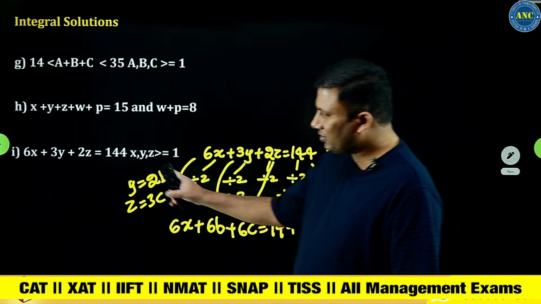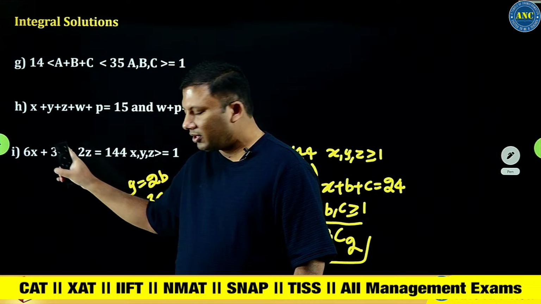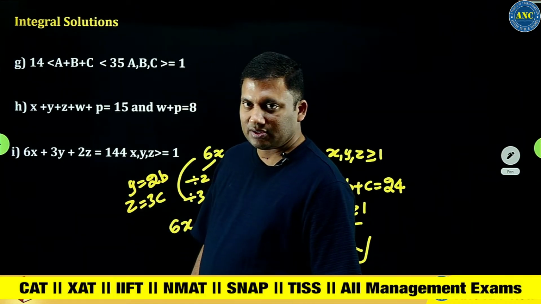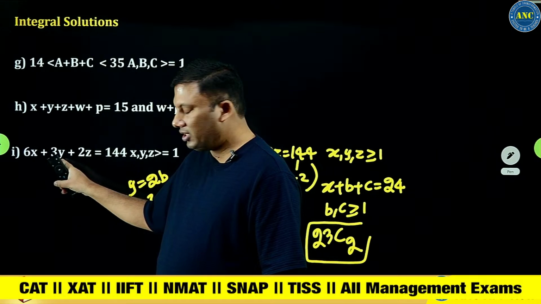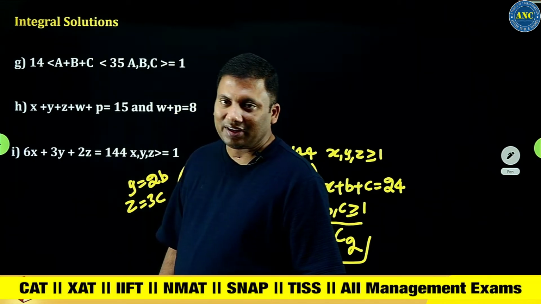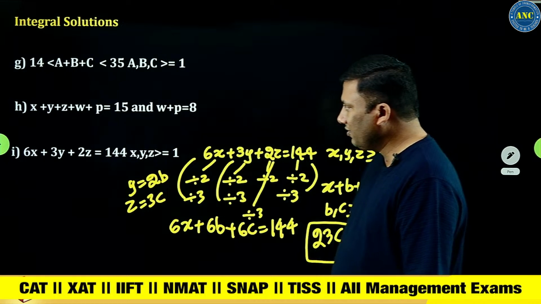This is divisible by 2. It is divisible by 2. This is divisible by 2. Y should be divisible by 2. This is divisible by 3. This is divisible by 3. 144 also, it is divisible by 3. Z will be divisible by 3.